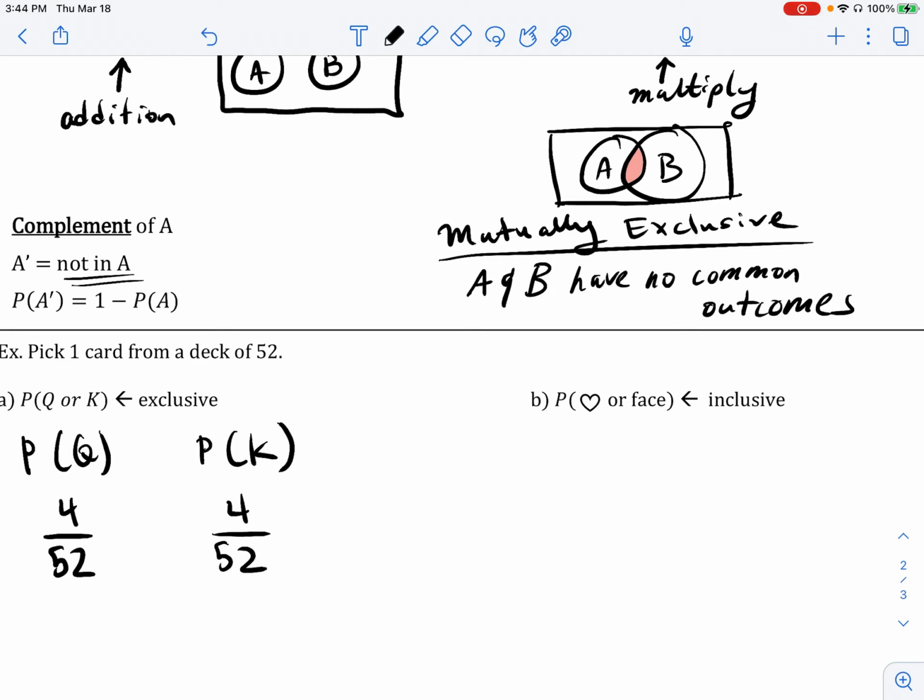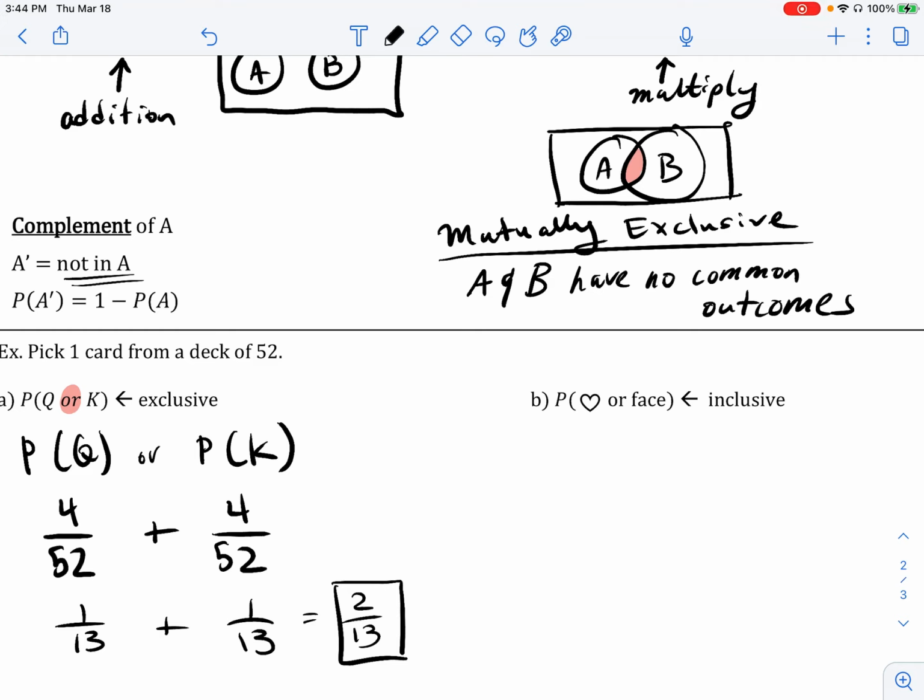So the fact that we have an or situation here means we want to add these up. So simplified, this is just going to be 1 over 13 plus 1 over 13, and then we would have 2 out of 13 as our answer. That's the probability of drawing a queen or a king. We're going to be adding those. Now compare that to this next problem.